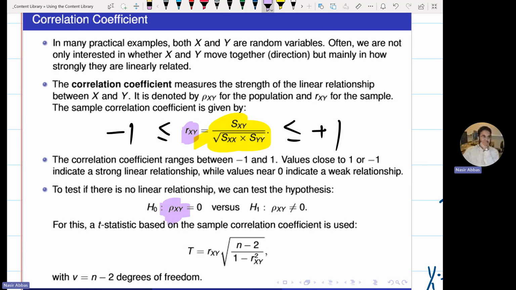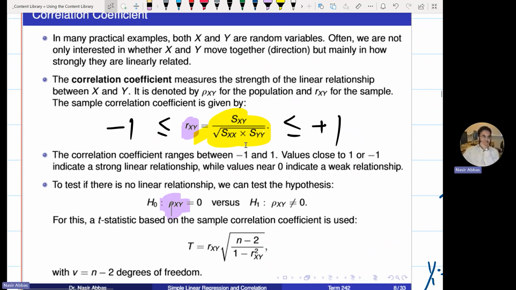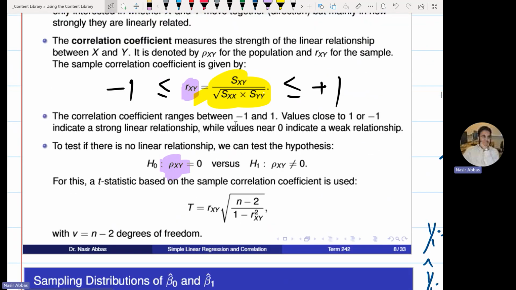Some books call it b1, some books call it beta 1 hat. Your book calls it beta 1 hat. So for every unknown quantity in the population, there is a point estimate in the sample. Rho is an unknown quantity, and R is an estimate for that. So sometimes you're interested in testing whether the correlation is zero or not. For that, we have a T statistic.